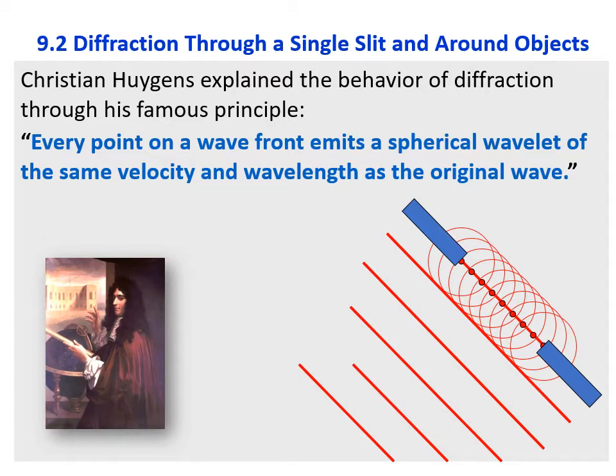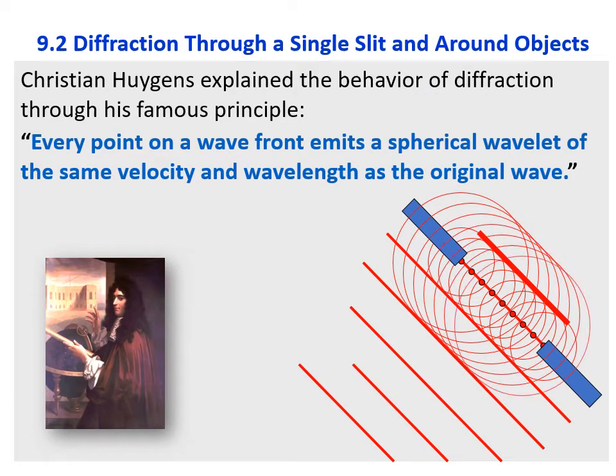So in the case of light, you have a bunch of photons, and they go through this opening, and each individual photon has the same wavelength and velocity as the total beam of light. As these photons go through the opening, they all carry this information of the original beam. And this is what you see with this spreading out. And that is the diffraction.